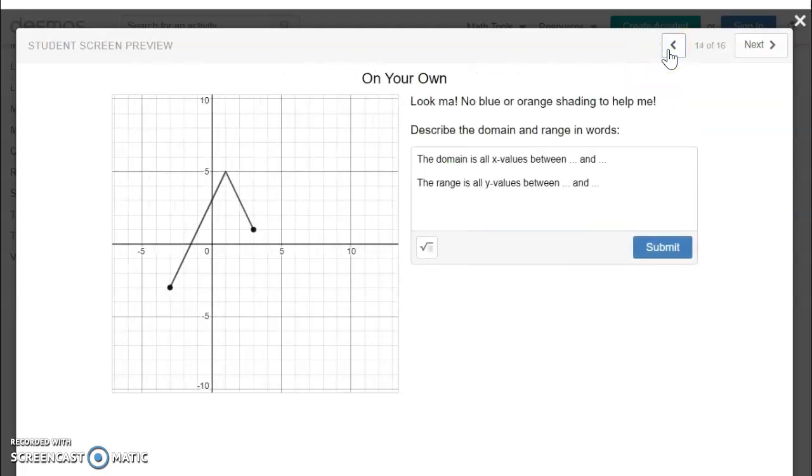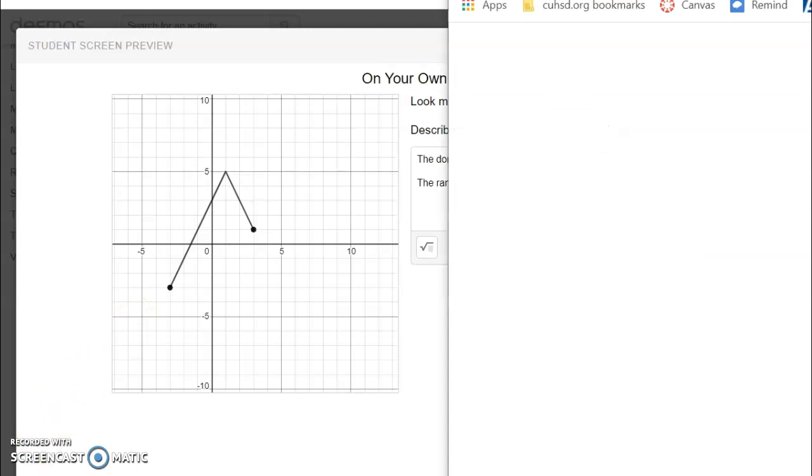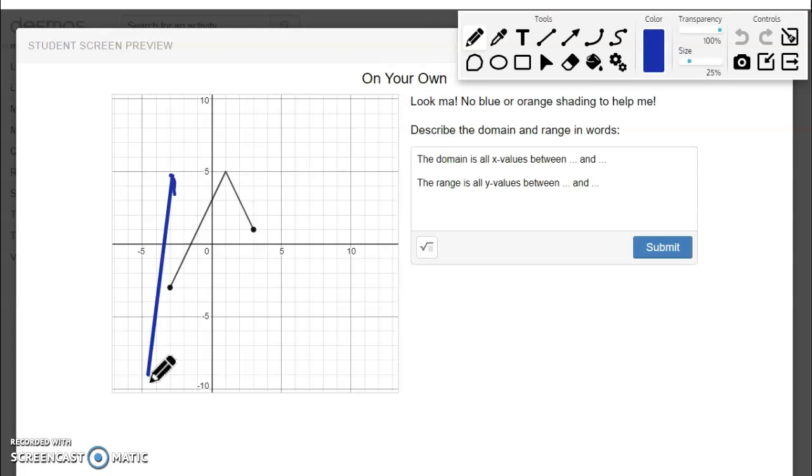Okay, so let's go through the answers. I'm going to assume that you had a chance. So how far does this graph extend? So domain is all the possible x values. So if I wanted to try to shade this, it would start from over here, right? So the line that I would draw would be somewhere like this.